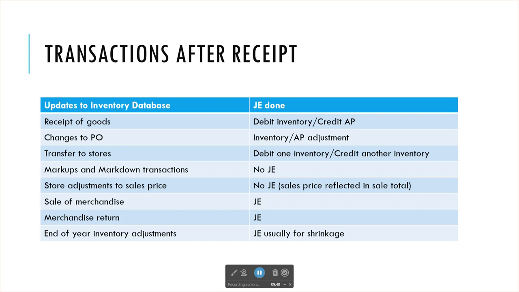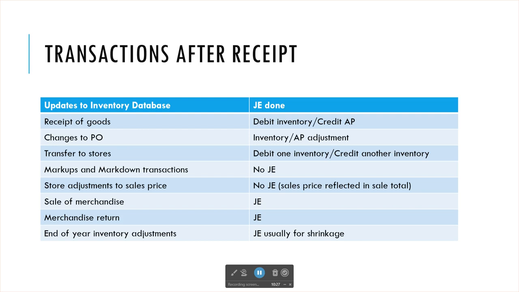The markups and markdown transactions, there are no journal entries associated with these. However, it goes into the database because we need to make sure we understand not only the items that are selling, but the amount of the markup or the markdown that has to be taken on items, so that when we get future purchases or decide to buy more merchandise, we have an idea of the gross profit associated with it. The gross profit is not just the retail selling price minus the cost on each item. It is the retail selling price that's adjusted for any markups and markdown type transactions.